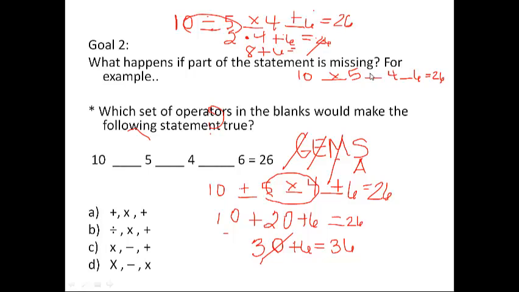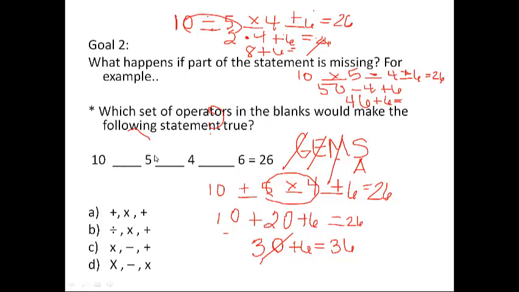Multiply, subtract, and add. Multiplication and division first, so this one, 50. Subtract 4, and then it's plus 6. Now you have subtraction and addition left, so left to right, which is 50 minus 4 is 46, plus 6. That one doesn't work. That's a lot higher.